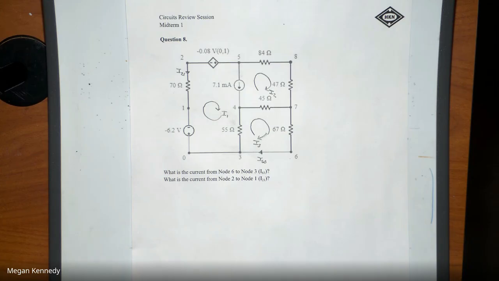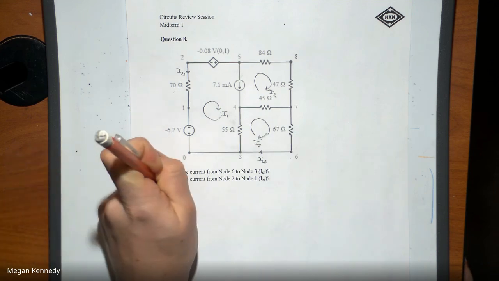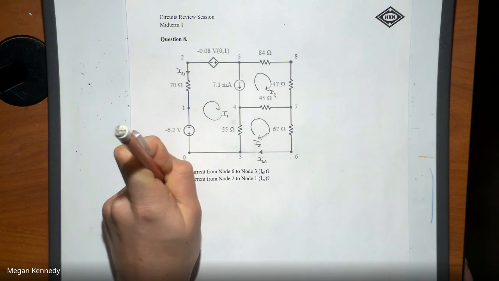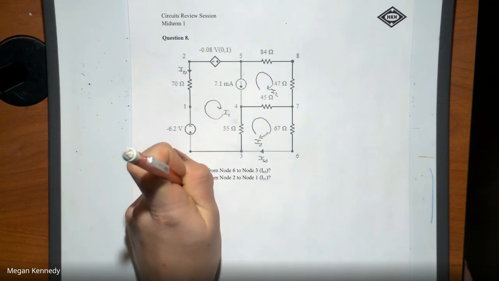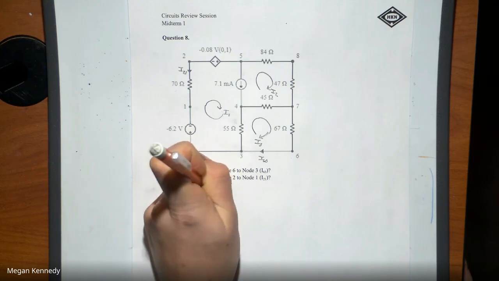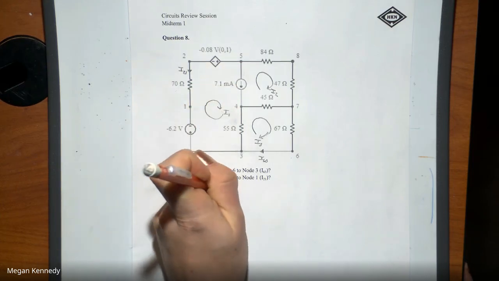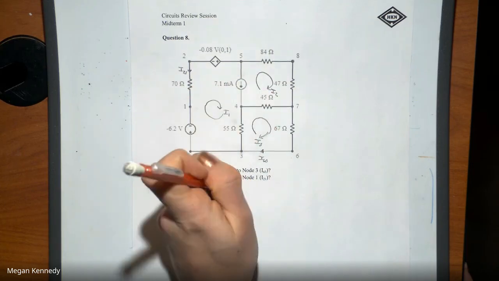Like before, we have a current source. So that will be automatically our first equation. When you see a current source, just automatically assume that you have an equation already solved for when you do mesh currents, because you have 2 boxes that are meeting each other forming that current. So it's a really simple equation to do. We're going to have equation 1, and that is going to be 7.1 milliamps equals I1 minus I2.